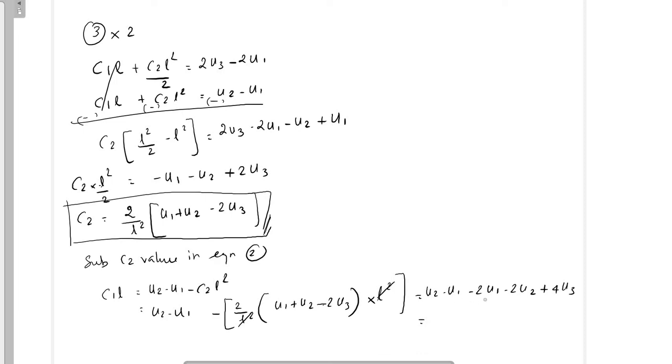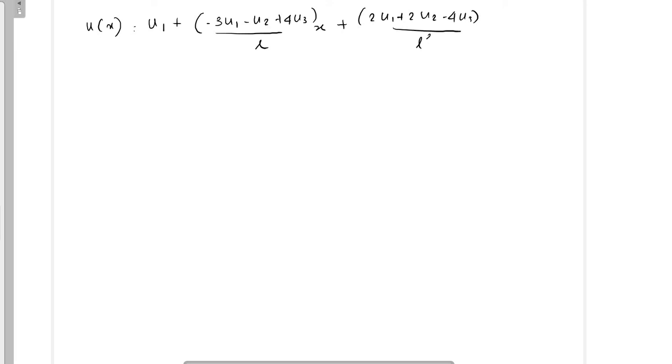minus 3u1, because minus u1 and minus 2u1 is there. So minus 3u1, minus 2u2 plus u2 is there, so minus u2 plus 4u3. So the value of C1 is 1 by L into minus 3u1 minus u2 plus 4u3. So we got the value of C1, C2 and C0. Previously we already had C0.